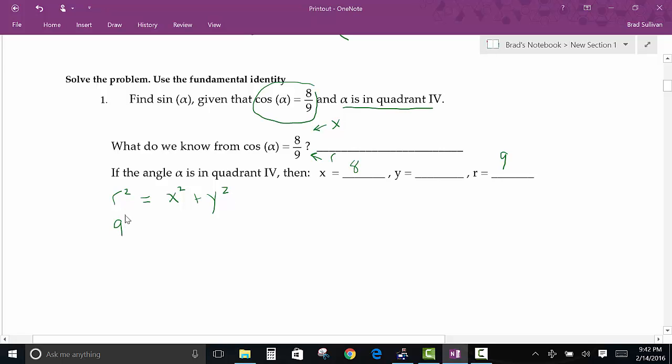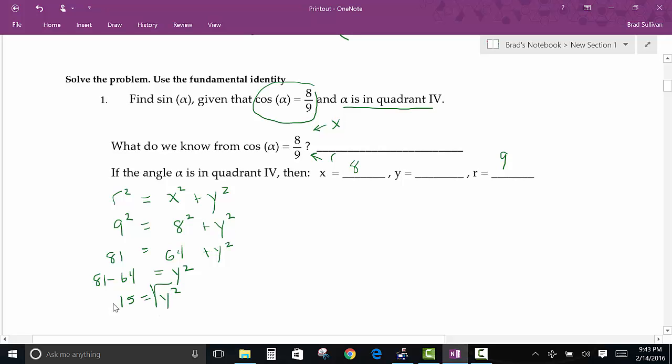The problem gave you that r is 9. The problem also gave you that x is 8. Now let's go ahead and solve this equation for y squared. So that's going to be 81 equals 64 plus y squared. Now I'm going to subtract 64 from both sides of the equation to get this. And let's see, that would be 15 is equal to y squared.